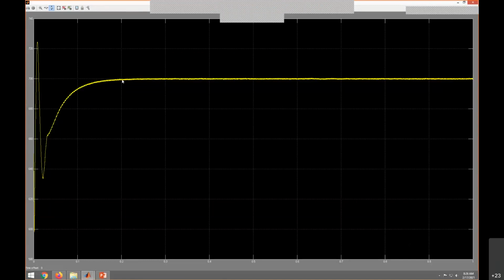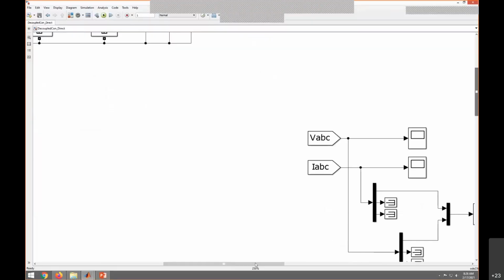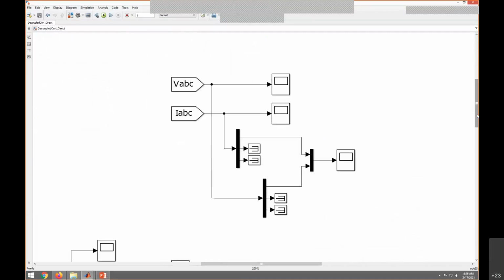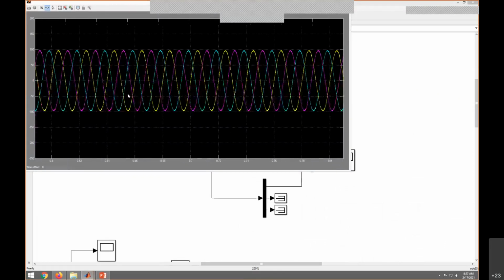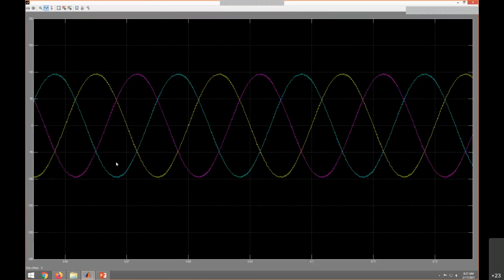What else we need to observe is whether the reactive power is completely compensated. We cross check whether the A phase voltage and A phase current are in phase, and whether these currents are sinusoidal. For that, this is VABC and this is IABC. These are the inverter currents, and you can see that they are smooth.